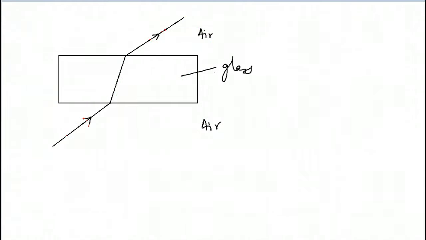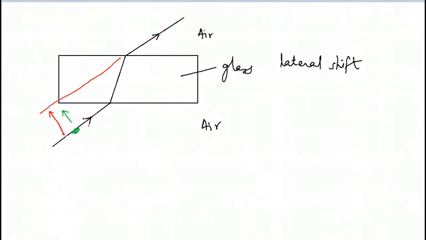In other words, the only effect of the glass slab on the incident ray is to shift the incident ray, is to shift this particular ray in this direction, and that's called lateral shift. And of course the amount of lateral shift will be given by this particular distance. This is the distance by which the incident ray has shifted laterally before it becomes the emergent ray.